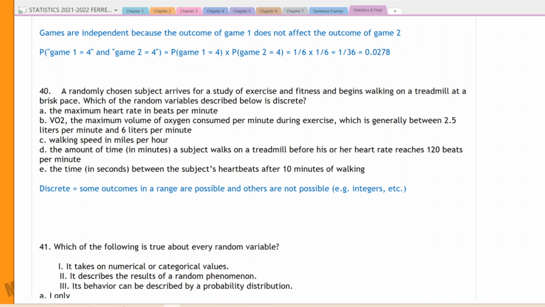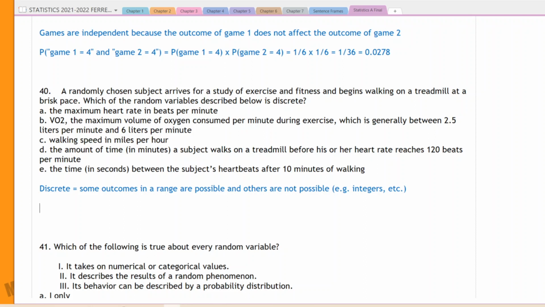Those are discrete. So let's see, the maximum heart rate in beats per minute. Okay, that sounds pretty good. Some are possible, some are not possible. You definitely can't get beats per minute like, I don't know, 32.2. That seems weird. The next one here is going to be VO2, which is the maximum volume of oxygen consumed in number of minutes during exercise, which is generally a number between 2.5 liters and 6 liters.